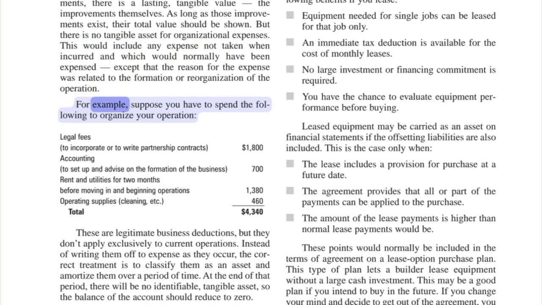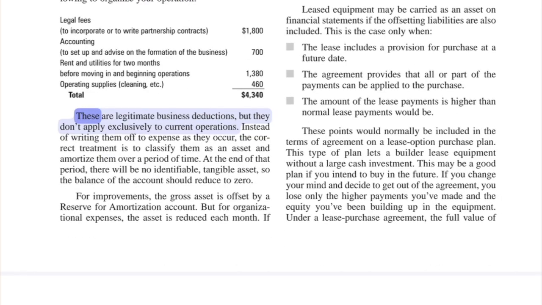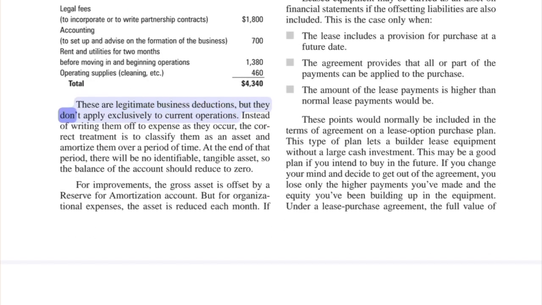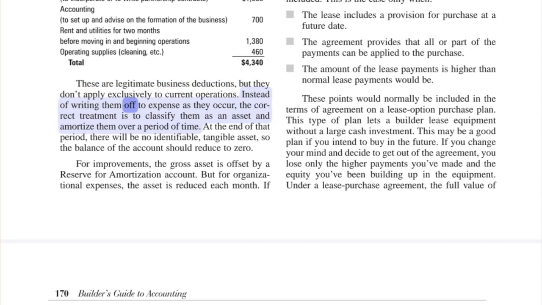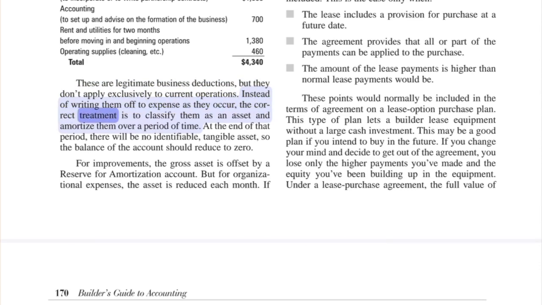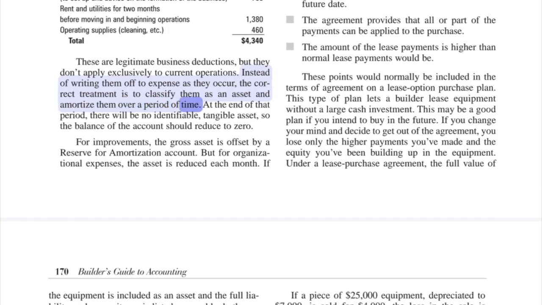For example, suppose you have to spend the following to organize your operation. These are legitimate business deductions, but they don't apply exclusively to current operations. Instead of writing them off to expense as they occur, the correct treatment is to classify them as an asset and amortize them over a period of time.